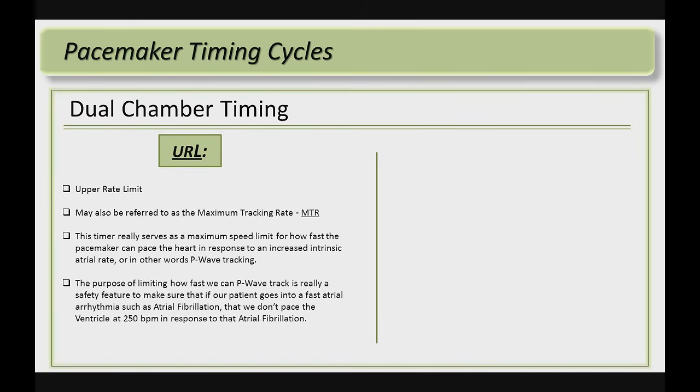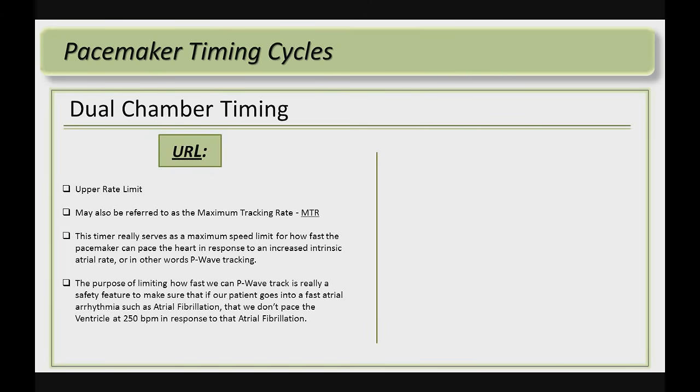URL, which stands for upper rate limit. It might also be referred to as maximum track rate, or MTR. This timer really serves as a maximum speed limit for how fast the pacemaker can pace the heart in response to an increased atrial rate, or in other words, P-wave tracking.